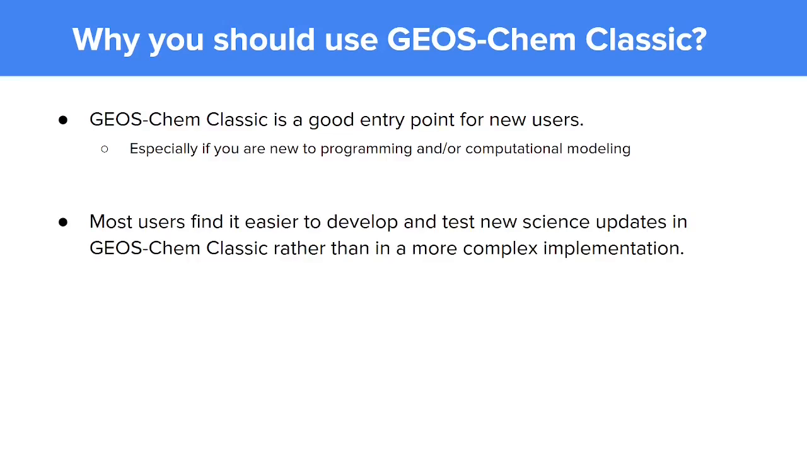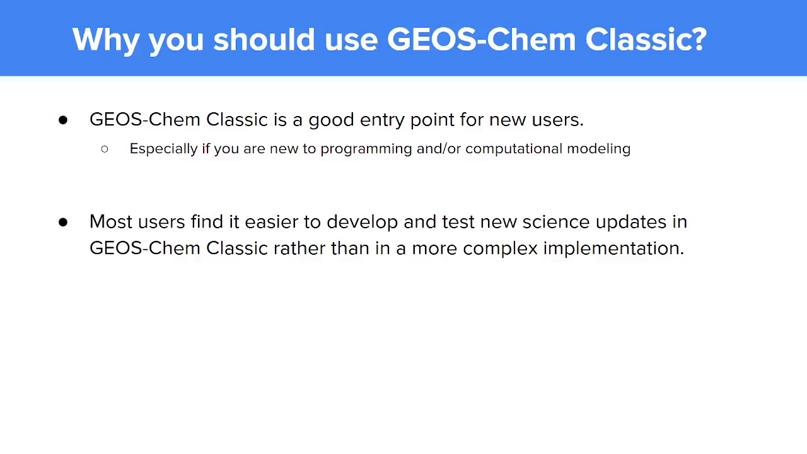And most users, if you're a graduate student, postdoc, or early career researcher, are going to want to spend most of your time on your science rather than on your computing. And so GEOS-Chem Classic makes it really easy to develop and test new science updates. So instead of worrying about debugging something complex with MPI or getting your code running on 100 or 1,000 cores like with GCHP or GEOS-Chem in CESM, you can really focus on your science.